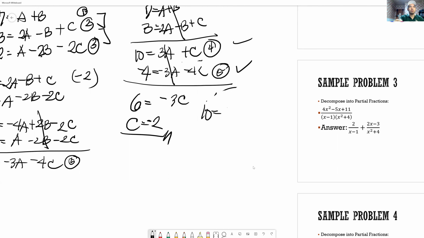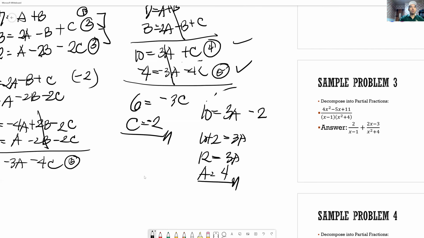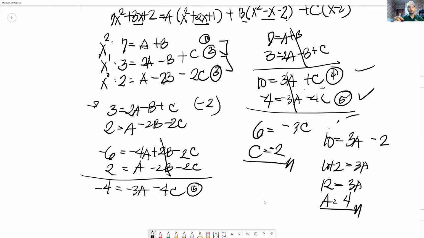So 10 equals 3a minus 2. Transposing that to the other side, so we have there 10 plus 2 is equal to 3a. So the 12 is equal to 3a. And our a now would then be equal to 12 divided by 3, so that is equal to 4. So we have our c, we have our a. So we can substitute a in the first equation to find our b. So the 7 equals 4 plus b. Transpose 4 to the other side. So we have here 7 minus 4 is equal to b. So that our b is equal to 3. And those are the coefficients.